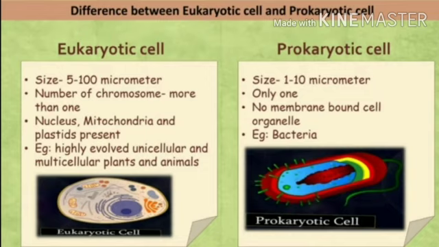Nucleus with the nuclear membrane, nucleolus and nucleoplasm are present in the eukaryotic cell. A nucleoid resembling a nucleus is there in the prokaryotic cell. In the eukaryotic cell, mitochondria and plastids are present. But the prokaryotic cell doesn't have membrane-bound cell organelles. Examples of the eukaryotic cell are the cells present in the highly evolved unicellular and multicellular plants and animals, and prokaryotic cells are present in the bacteria.